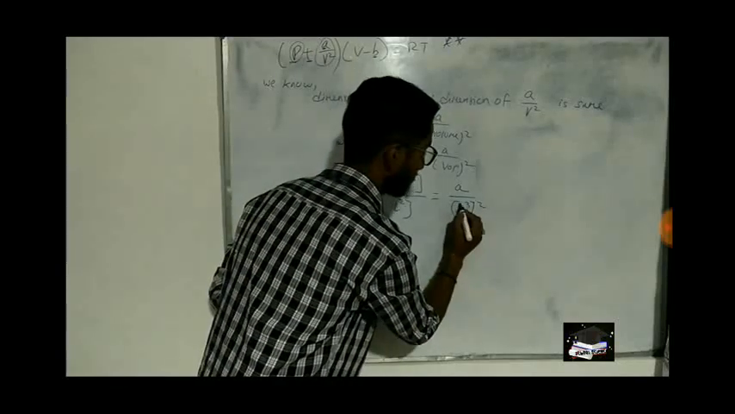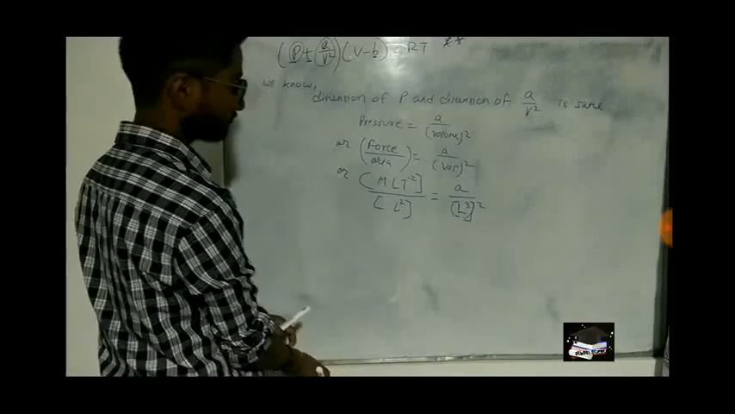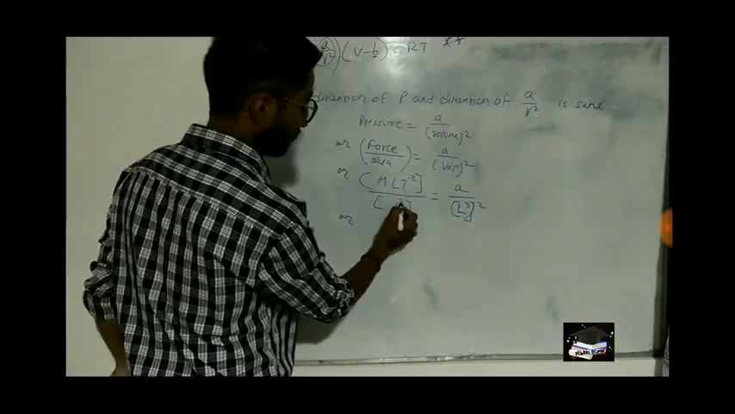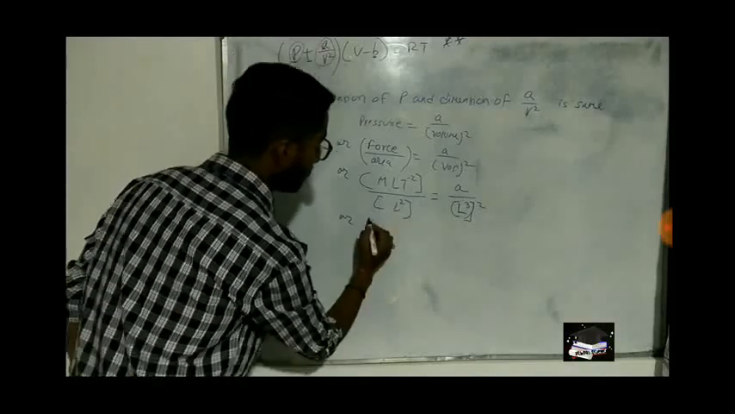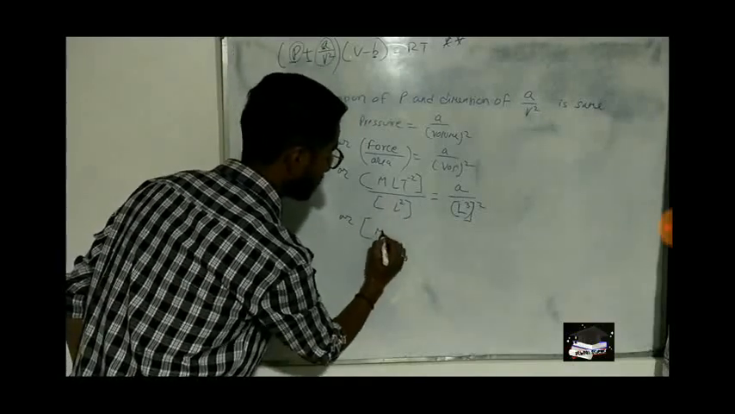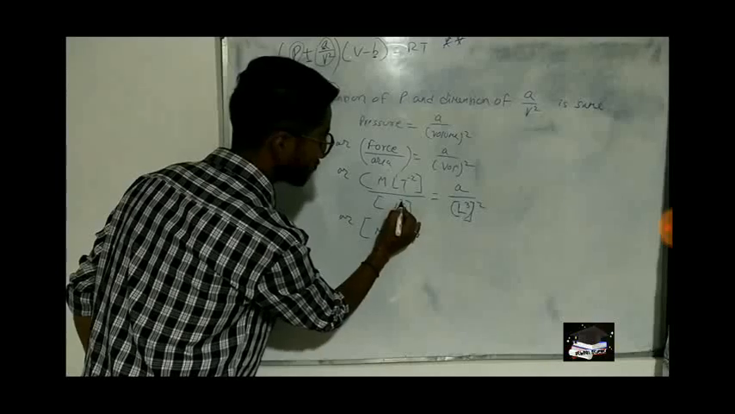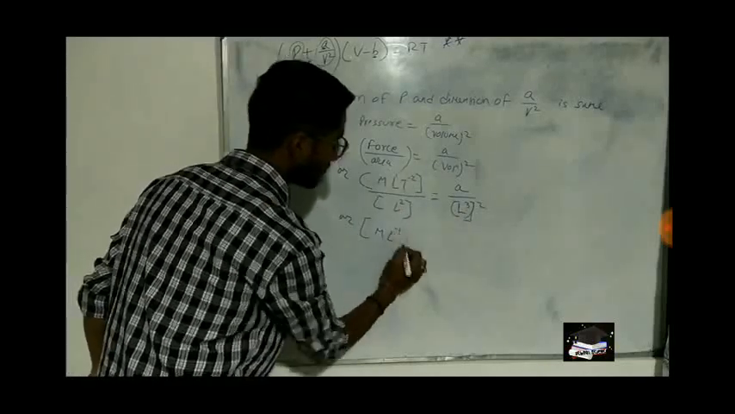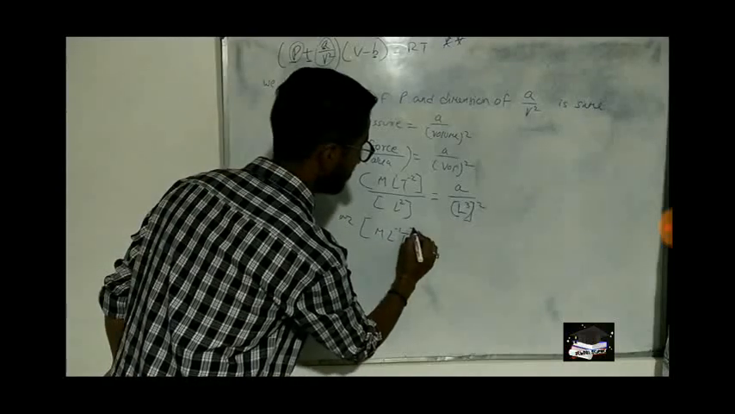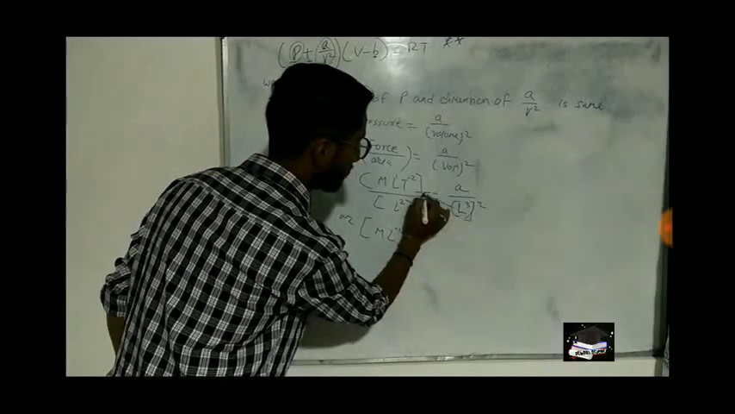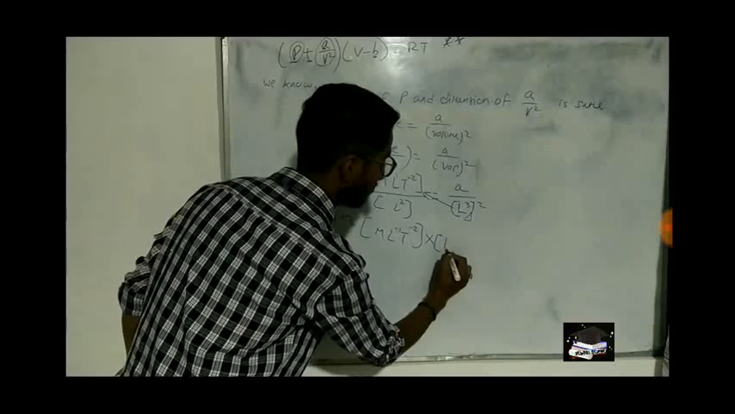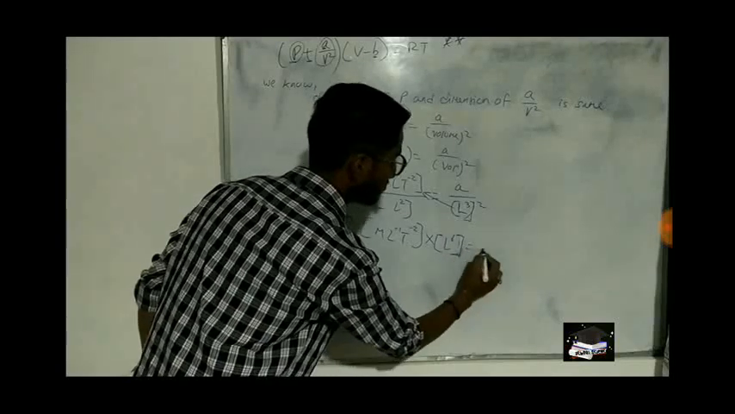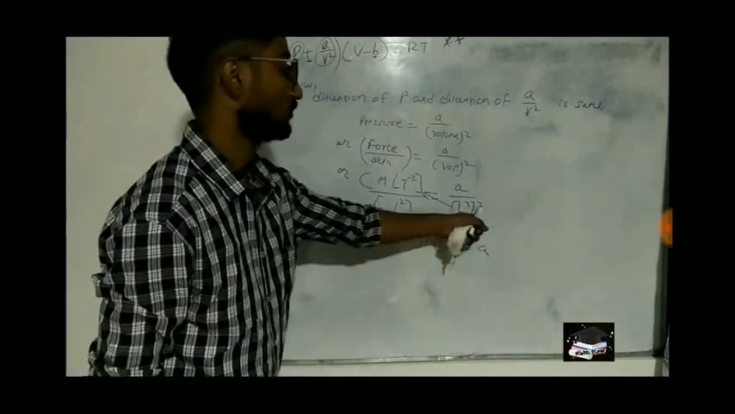Okay. Let me write it in square bracket. A is in the side only, no problem with that. Mass is 1 m, L is 1 out here, there is 2. By the law of indices, it will go up and get subtracted. So L minus 1, T minus 2. This will multiply out here, and now it will become A to the power 6.